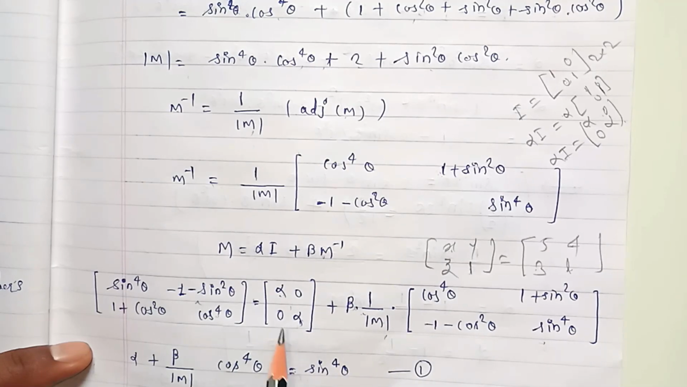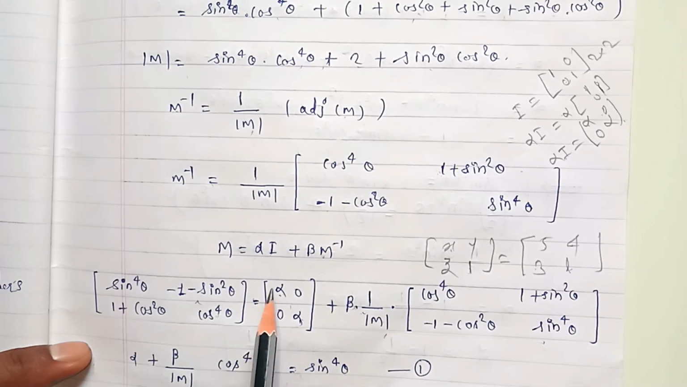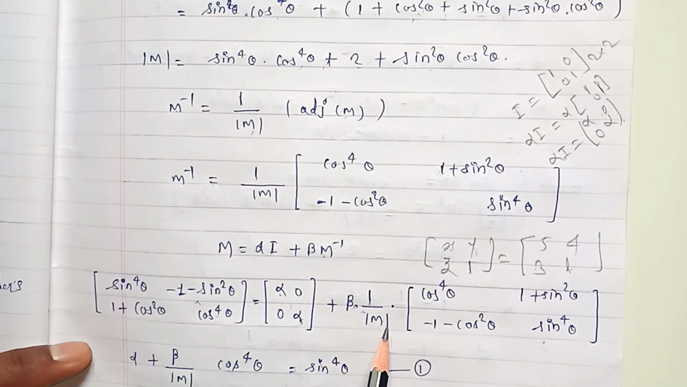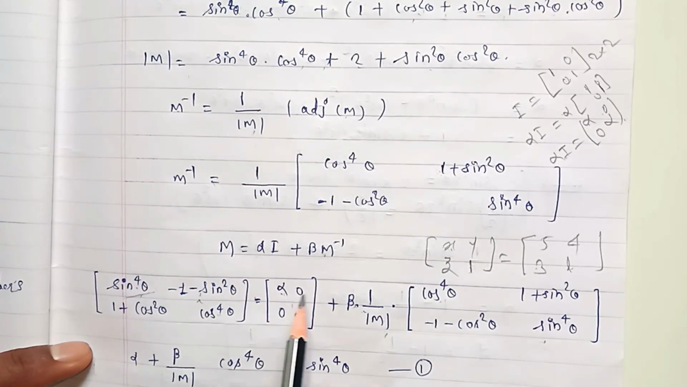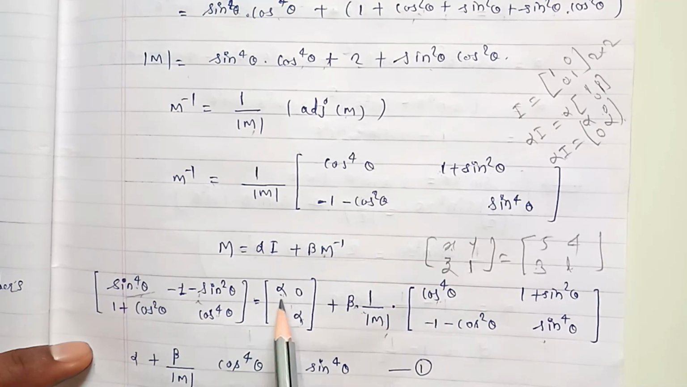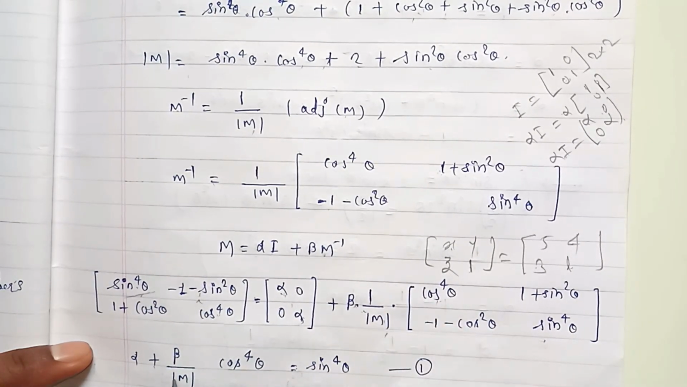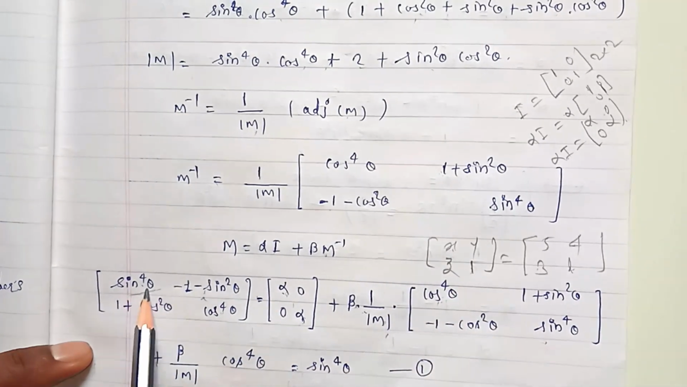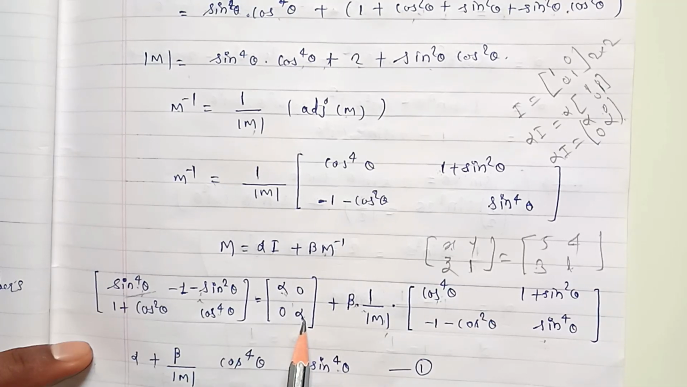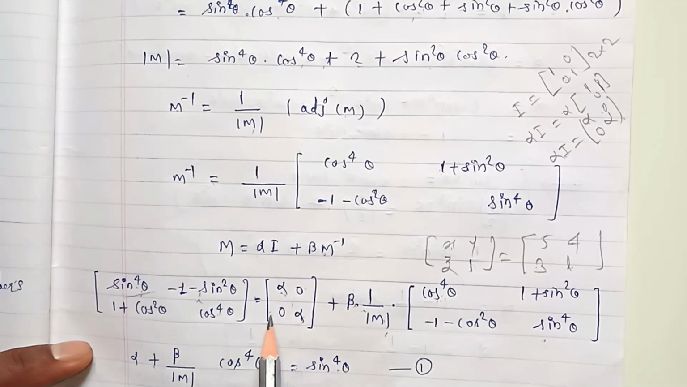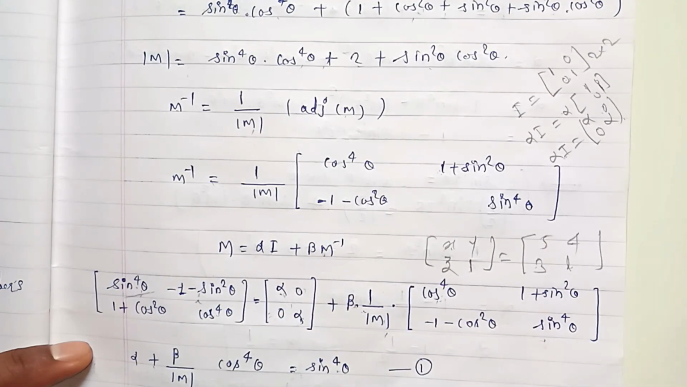Now we want the value for alpha, so we can write alpha plus beta by determinant of m into cos square theta, which is equal to the first corresponding value, sine raised to 4 theta. So alpha plus beta by determinant of m into cos raised to 4 theta is equal to sine raised to 4 theta. Similarly we can compare the other elements too. We cannot compare 0, because there is no value of alpha and beta that exists there. You may go through the comparison of 0 also, and you will get the other value too.